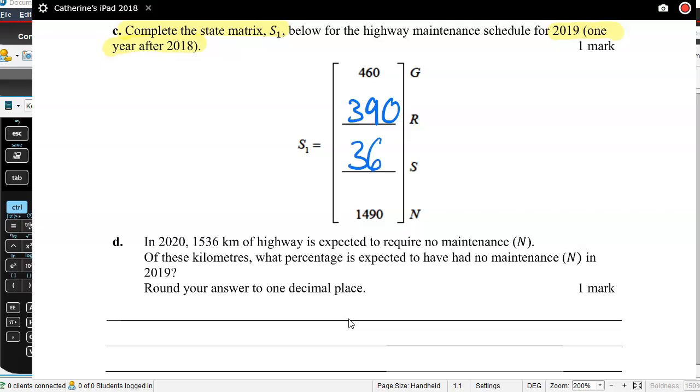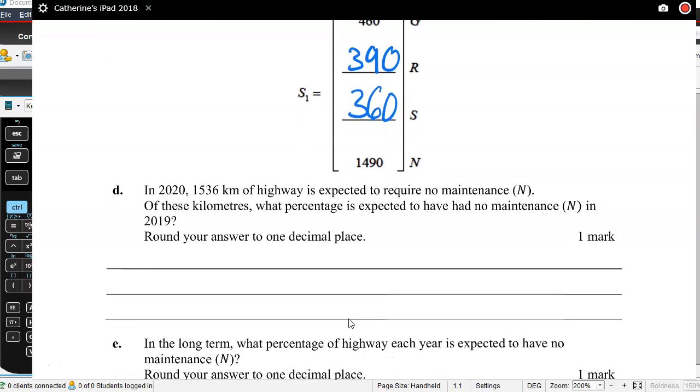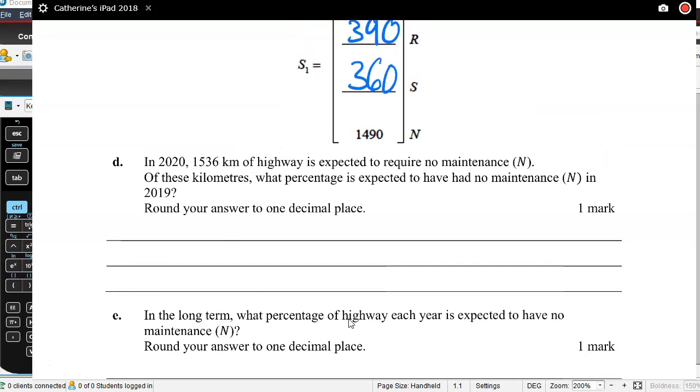Now, in case you were wondering, that shorthand way would have been to think, well, all of this has to add up to 2,700. So once I've calculated that, I maybe could have found that using that knowledge. Okay, so in 2020, 1,536 kilometres of highway is expected to require no maintenance. Of these kilometres, what percentage is expected to have no maintenance in 2019?